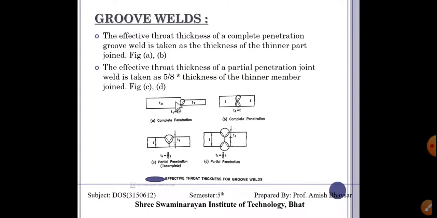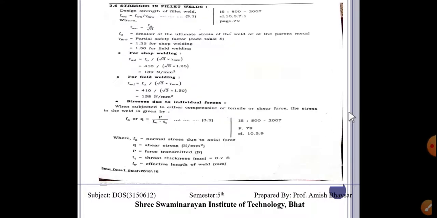Now, groove weld, that we know, we have to make a groove over here and it can be filled with the welding and melting of this plate, and this groove must be made by us, and the cost of that groove is more as compared to fillet weld.